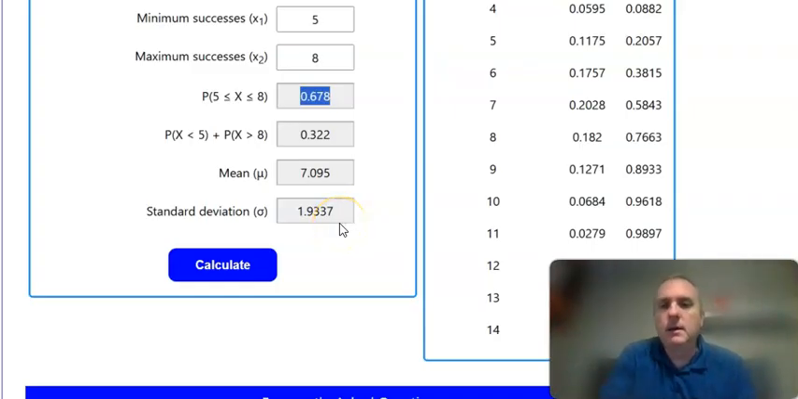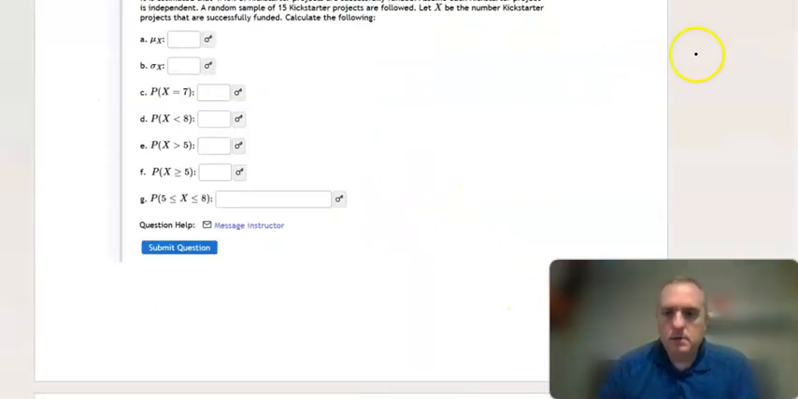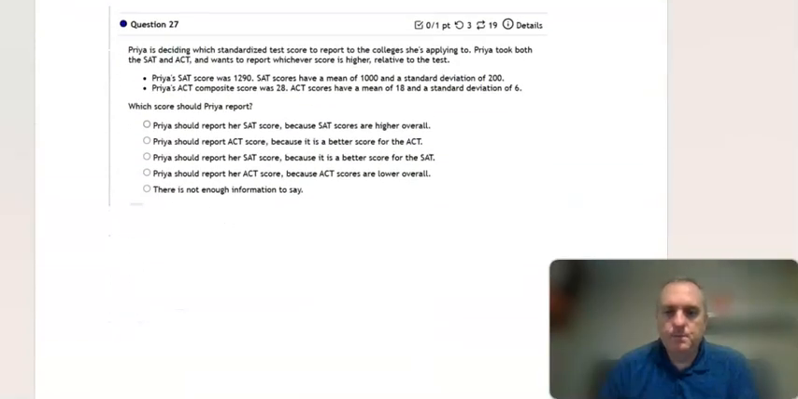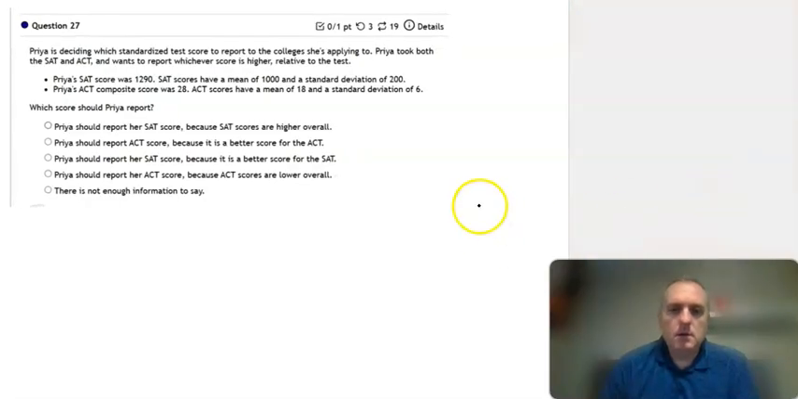So again, this would have been incredibly difficult to calculate by hand, but we're relying on technology, so it's not too bad. All right, one more to go. Let me scroll back down, get this back to where I can write. And we're going to do question 27.